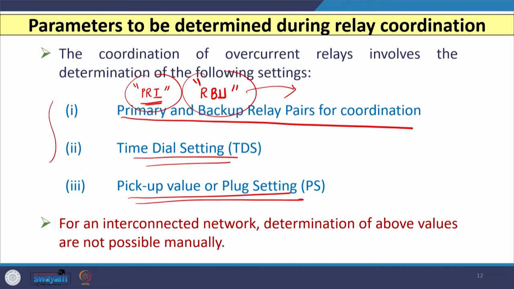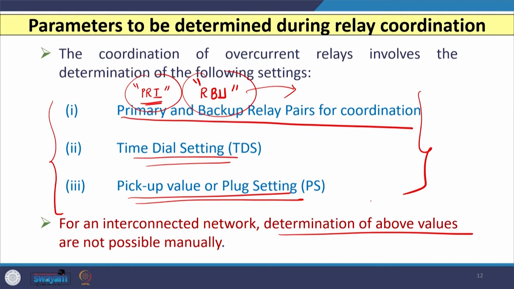So, these three things we need to determine when we carry out the coordination of overcurrent relays for a radial or maybe ring mains network for a distribution network. For an interconnected network, determination of these three settings is not possible manually, right? Because the whole network is interconnected, the number of feeders is very large. The number of relays is also very large, let us say 30 or 40 relays are available, and calculation of time dial setting, plug setting or pickup setting, and determination of primary and backup relay pairs is not possible manually for a large network.